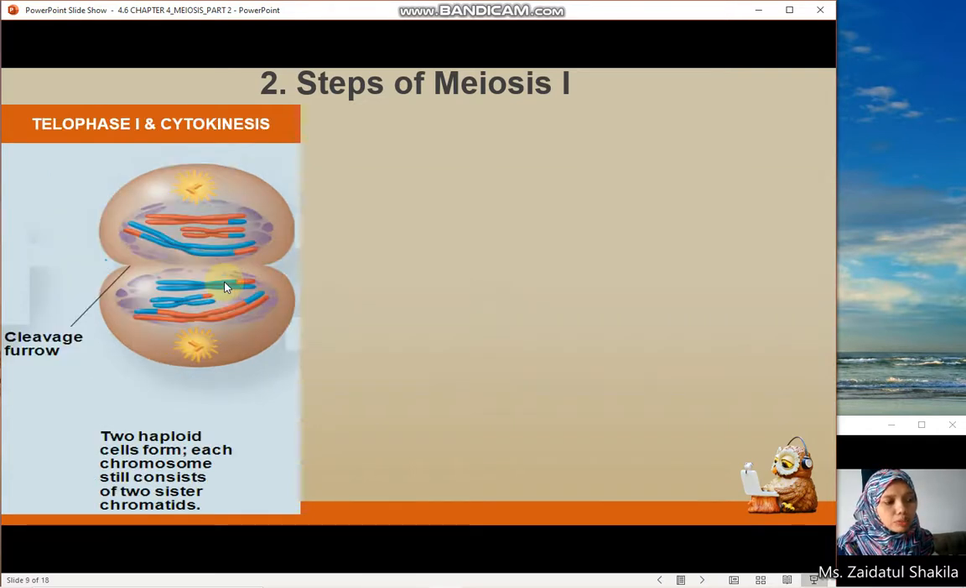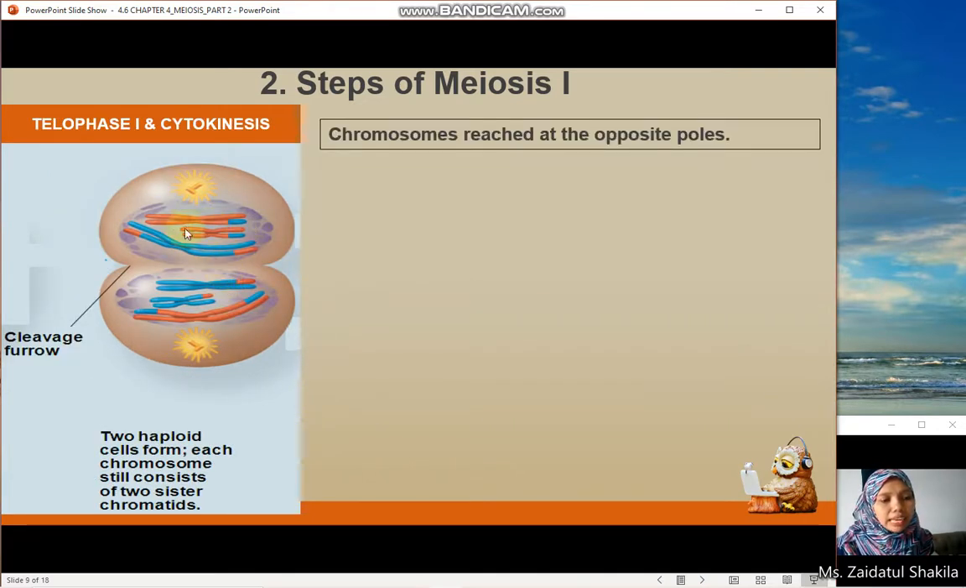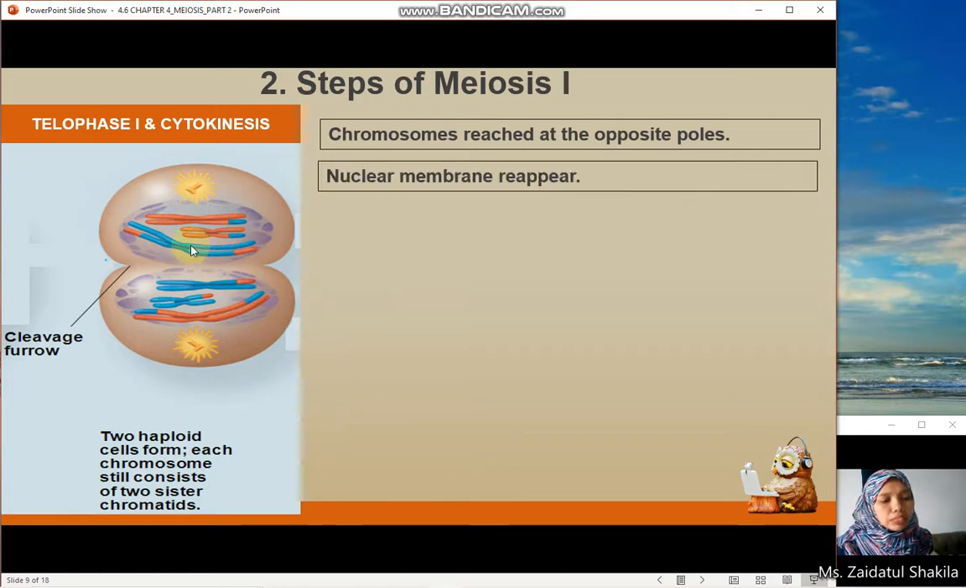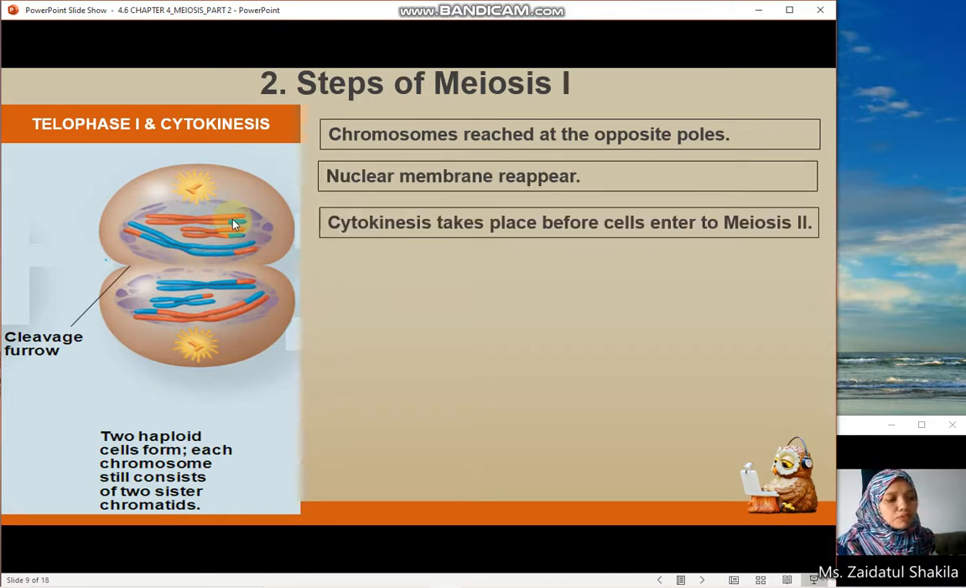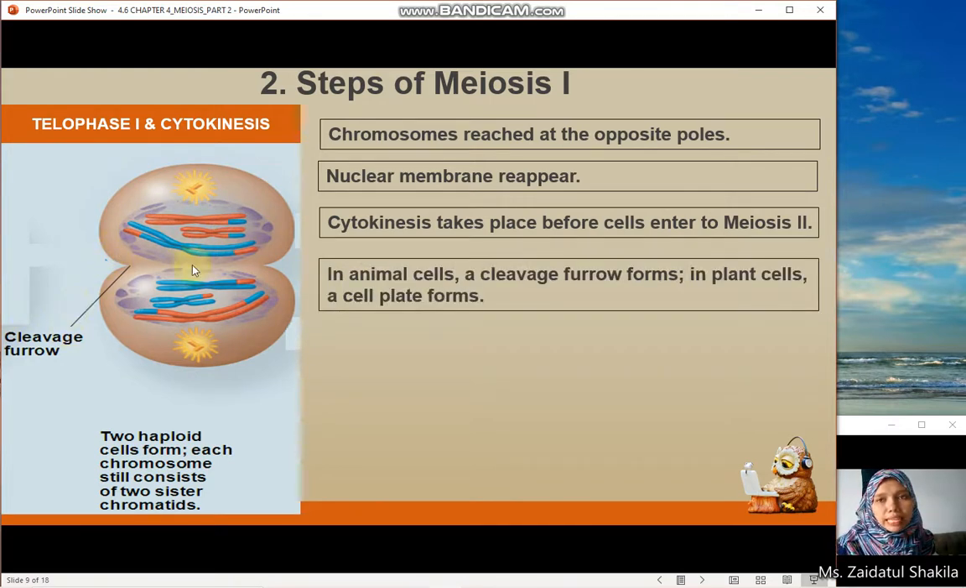And then during telophase 1, chromosomes reach the opposite poles. The nuclear membrane reappears, followed by cytokinesis. Cytokinesis takes place before cells enter meiosis 2. In animal cells, a cleavage furrow forms. In plant cells, a cell plate forms.